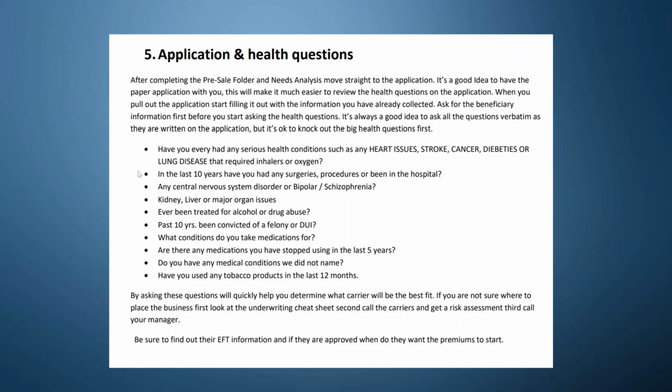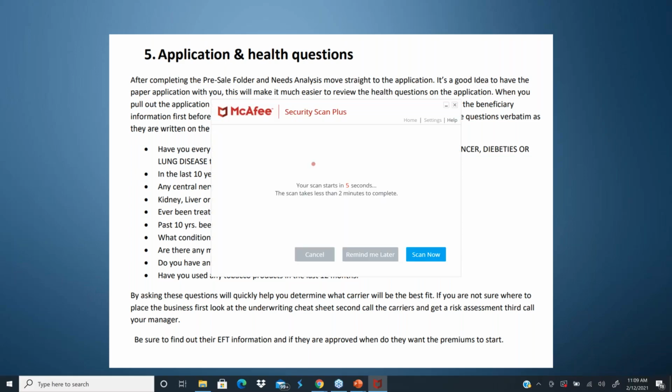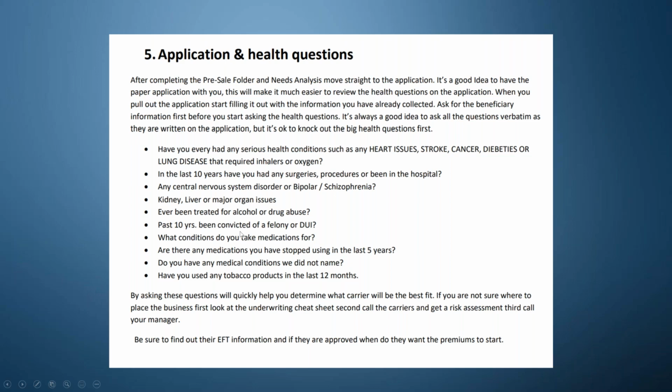So if I'm working with Jimmy, I'm going to ask the husband and wife, have you guys had any serious health conditions, like any heart issues, stroke, cancer, diabetes, any type of lung disease that requires inhalers or oxygen? Going to wait for an answer. How about in the last 10 years? Have you had any major surgeries or procedures or been hospitalized? Yeah, I had a knee replacement or this, that, the other. Okay. Anything going on with the central nervous system? Any type of central nervous system disease? We don't want to run this. Bipolar, schizophrenia. I'm asking those things.